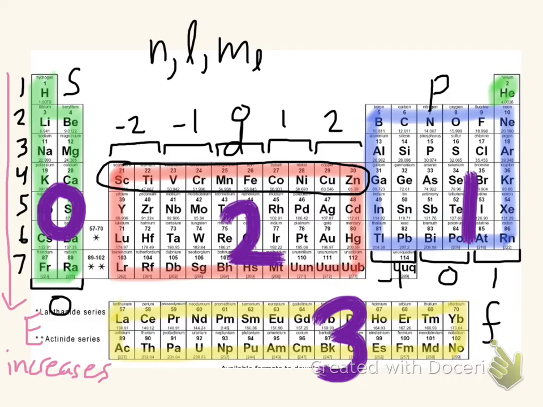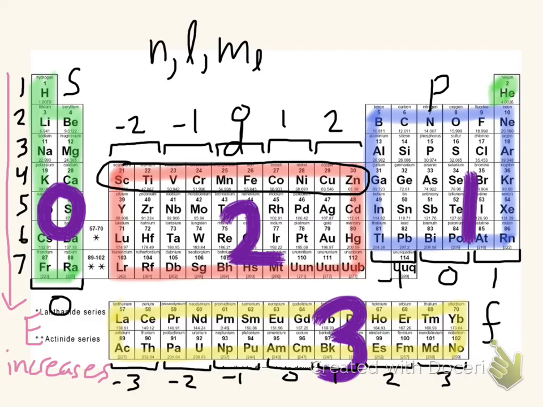For the F block, we have 1, 2, 3, 4, 5, 6, 7 couples. So we call it -3, -2, -1, 0, 1, 2, and 3. So once you've already narrowed it down with your first 2 quantum numbers, N and L, once you've already narrowed it down to the row and the block, that third number, the m sub l, simply tells you which couple you're dealing with. So now we've narrowed it down to two elements.